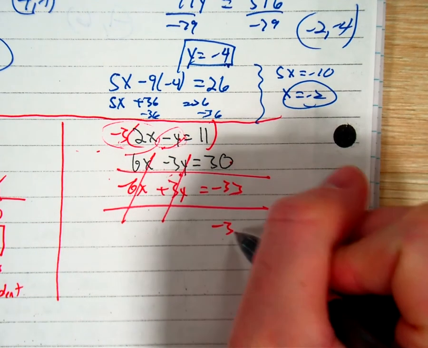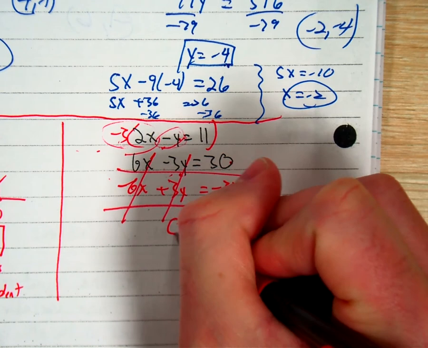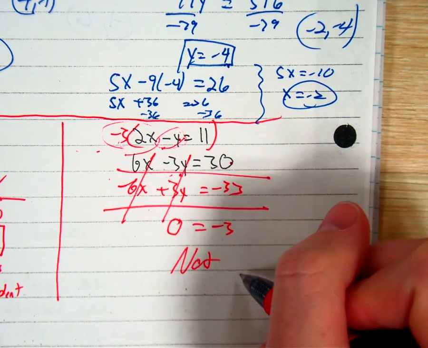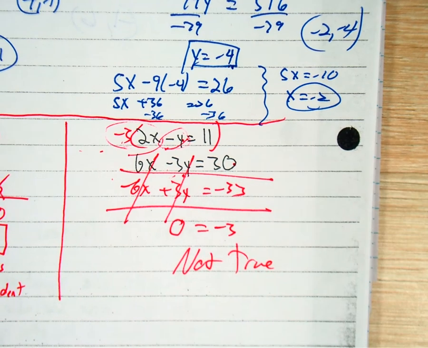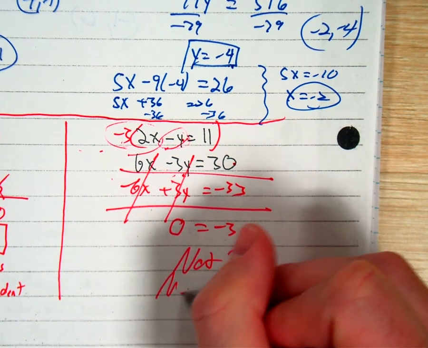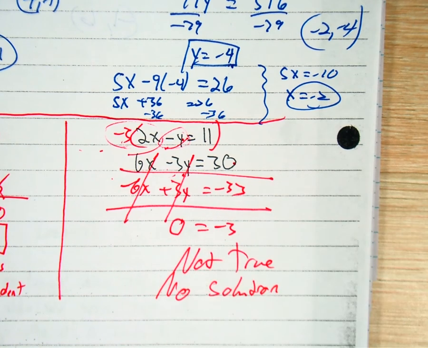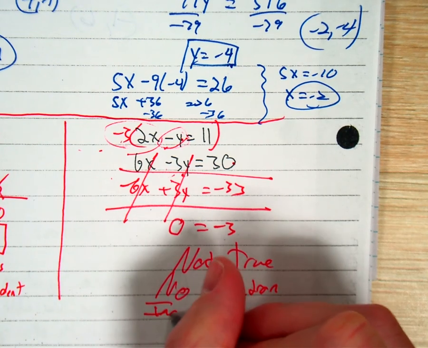30 minus 33 is negative 3. Oh, 0 does not equal negative 3. No, no, no. Not true. No solution. Fancy word for that? Inconsistent.